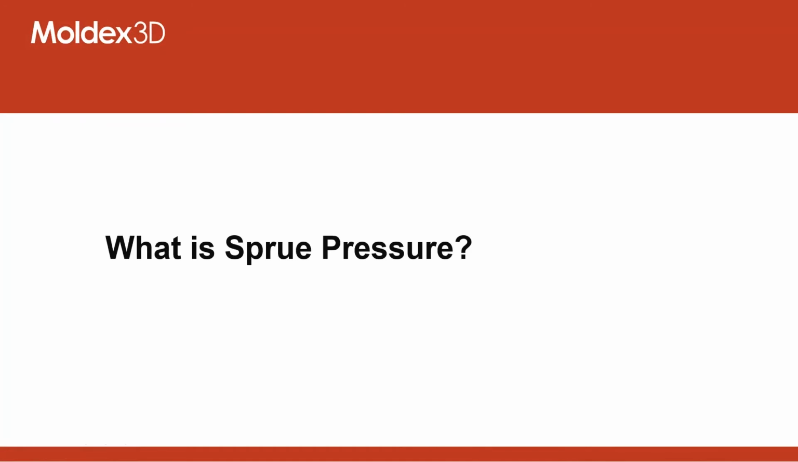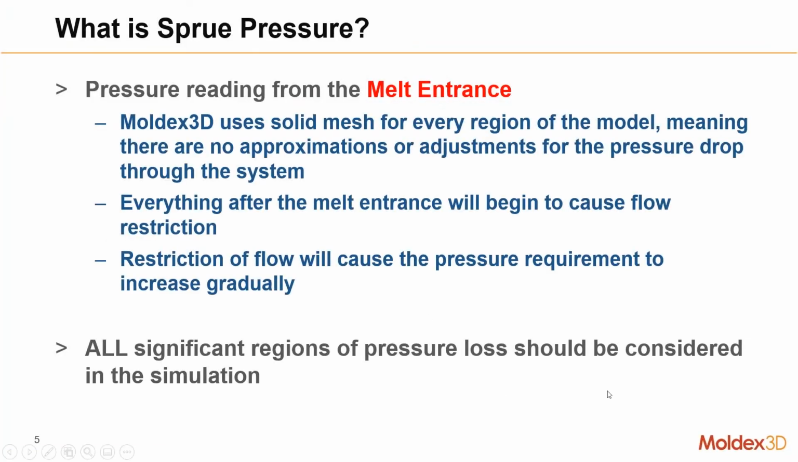All right, so let's jump right into it. What is sprue pressure? So sprue pressure is the reading from the melt entrance or from the pressure sensor, which is typically located around the nozzle. In other scenarios, you can actually get a reading directly from the screw itself.